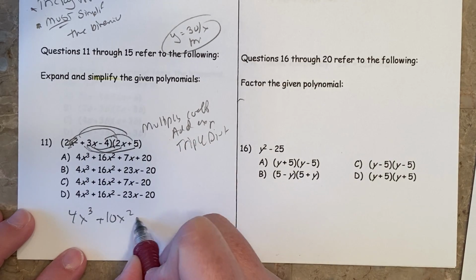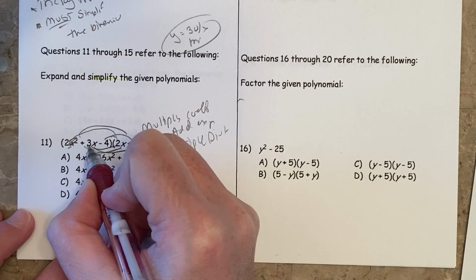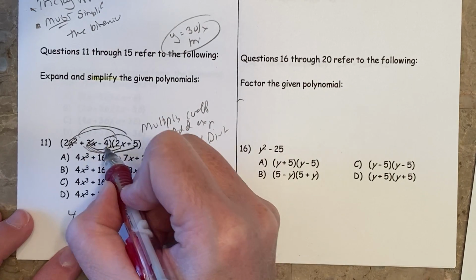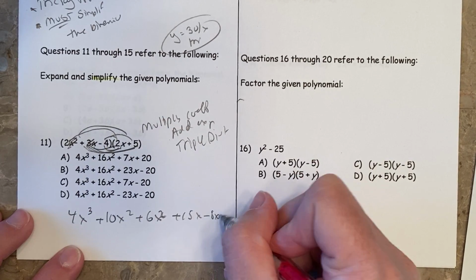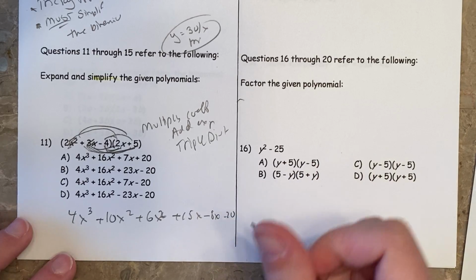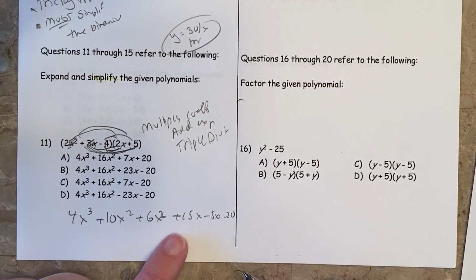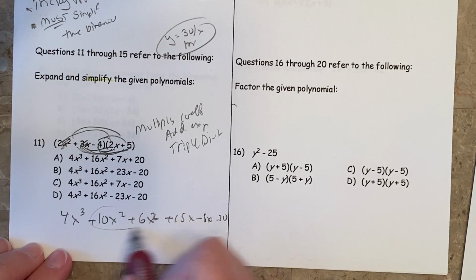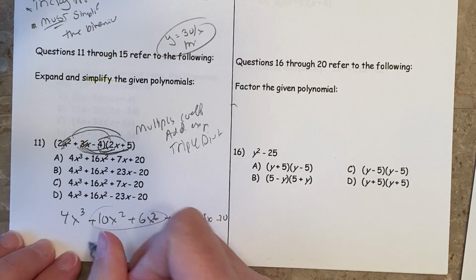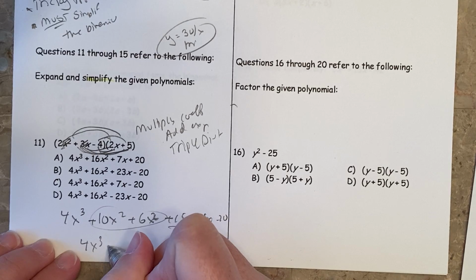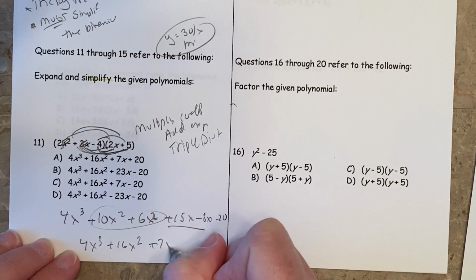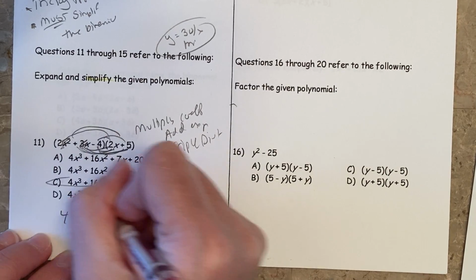So 3x times 2x is what? 6x squared. Then 15x. All right, that one's done. Then -8x, and then -20. I think that's right. 6x squared, 15x, -8. Yeah, I think that looks good. All right, so then combine like terms. Combine those, and you get 4x to the 3rd plus 16x squared plus 7x, and then -20, which is choice C.